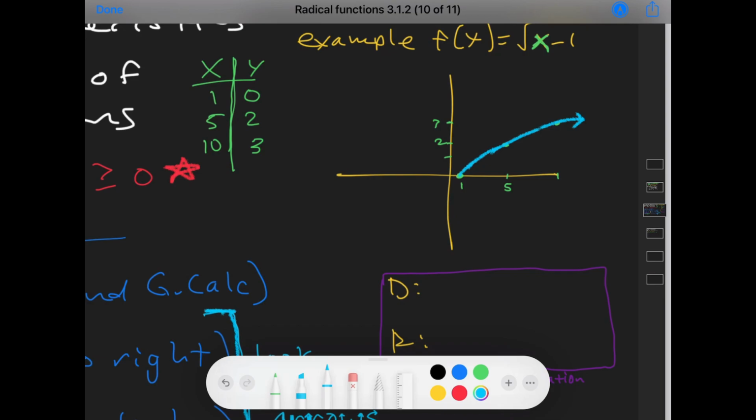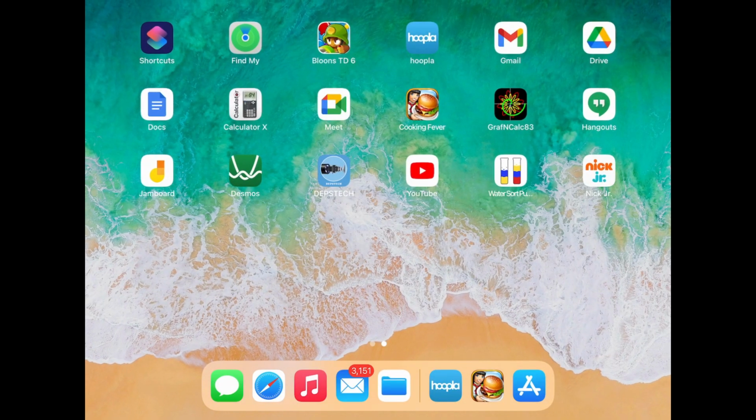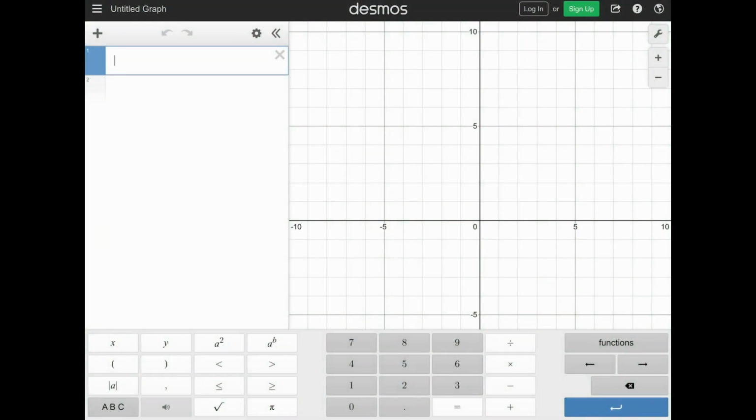Now let me show you guys how to do that using both Desmos and a graphing calculator. So let's use Desmos. I have an iPad, and I just downloaded the Desmos app, or you can use any web browser. I'm going to type in y equals, look for my square root button, and then type in parentheses x minus 1, close the parentheses. And if you ever want to get out of those parentheses, just go towards the right. Okay, and here's our graph.